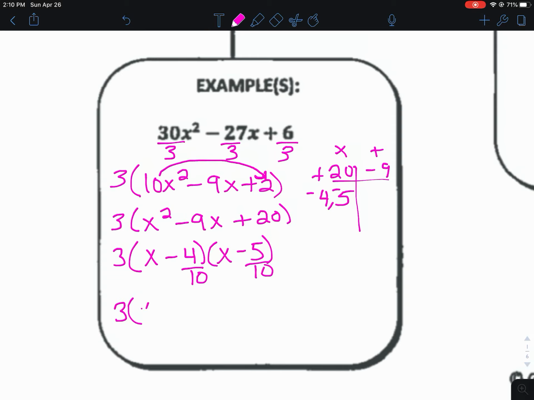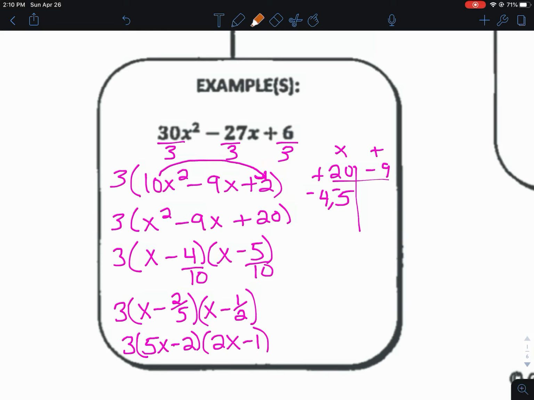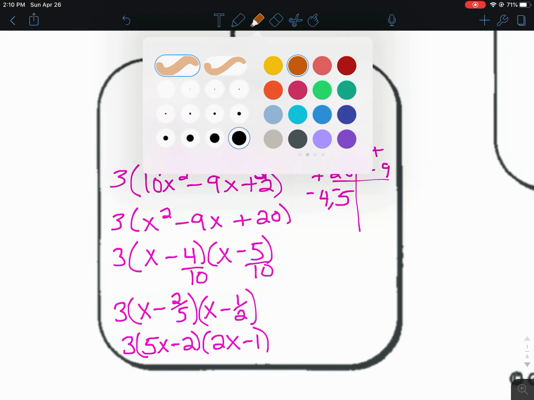Well, 4 over 10, they don't divide evenly, but I can reduce it to 2 over 5. 5 over 10, I can reduce it to 1/2. And my final answer would be 3 times 5x minus 2 and 2x minus 1. All right. Double check that these make sense when you're done, okay?